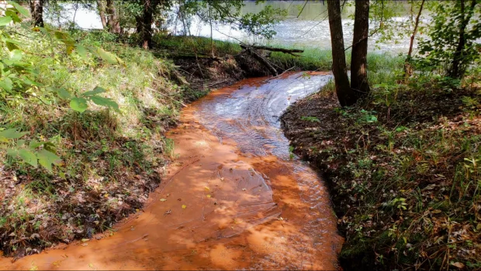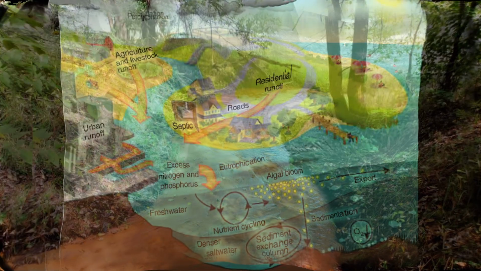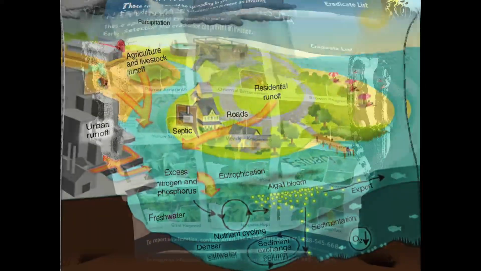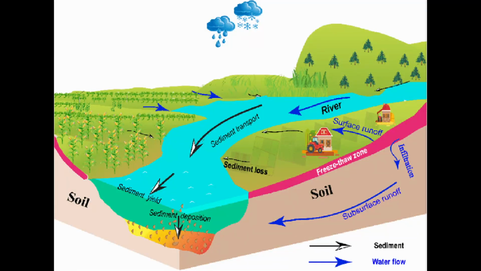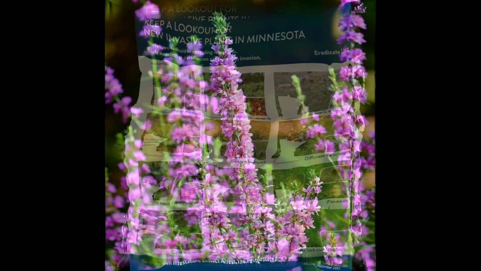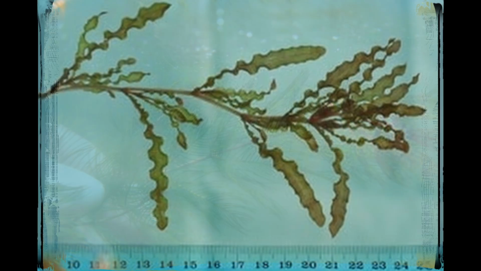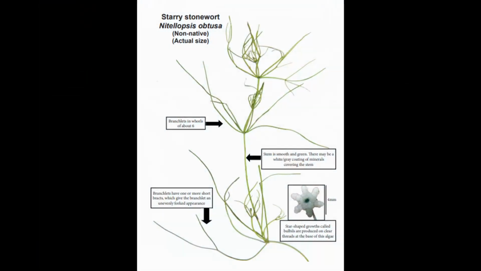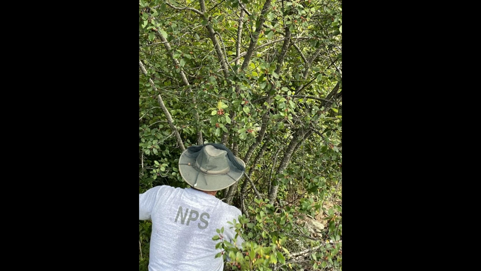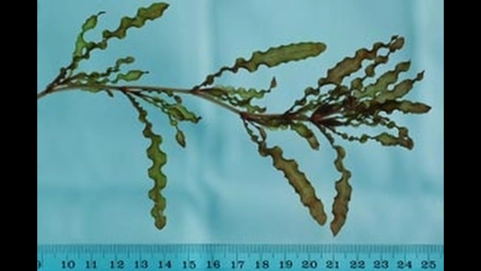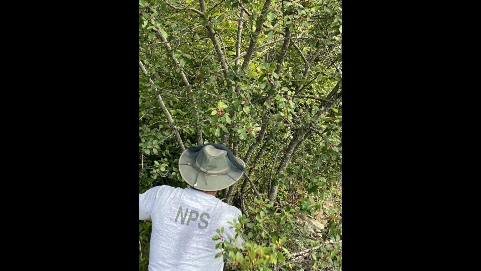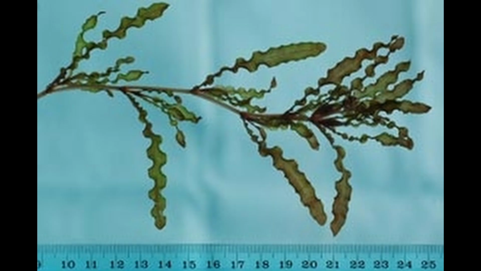These invasive species harm the river in two main ways: nutrient loading and sedimentation. There are many plants that do these two harmful actions in the St. Croix River, such as purple loosestrife, Eurasian water milfoil, curly-leaf pondweed, starry stonewort, and buckthorn. But today I'll be going over curly-leaf pondweed and buckthorn because they are claimed to be the most harmful. Let's begin with curly-leaf pondweed.